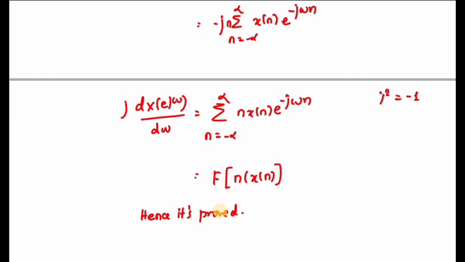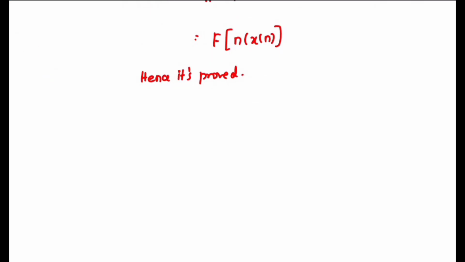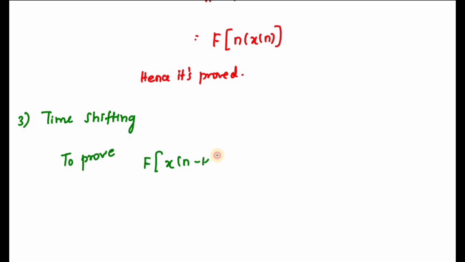So the next one is the time shifting property. So what is the time shifting property? To prove: the Fourier transform of x of n minus k is equal to e power minus j omega k times X of e power j omega. This is what I need to get.